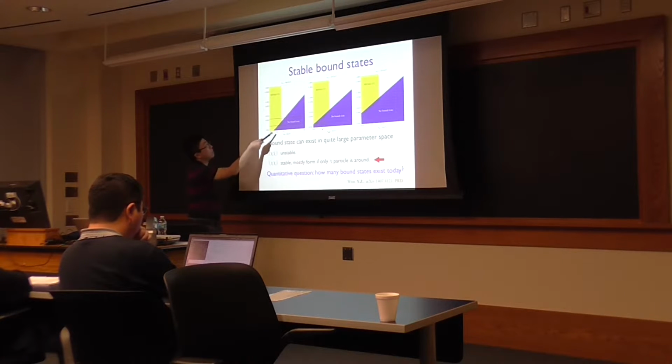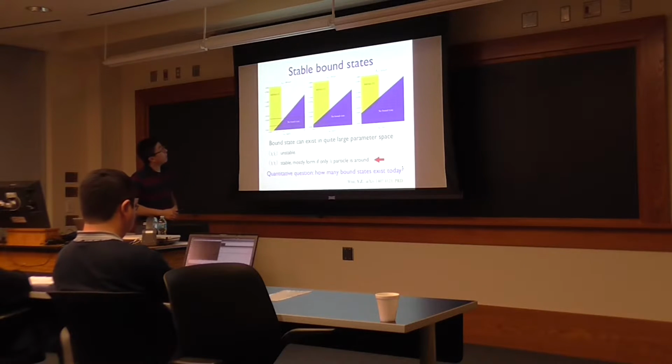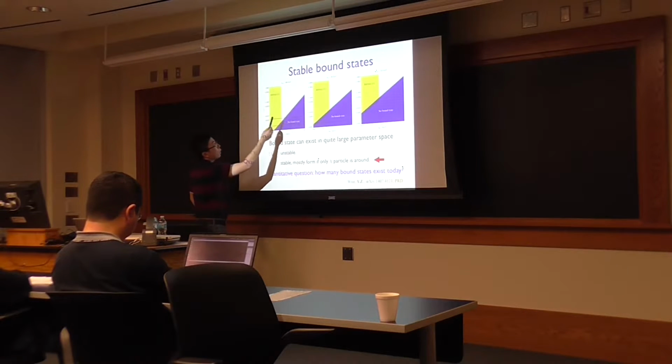So we can look at, for example, the first one. Here, the horizontal axis is the phi, the mediator mass, and the vertical axis is the chi mass, the coupling, the alpha chi. And so, as I said, there is a lower bound on the phi mass, which is the 2 muon threshold. So this region is not allowed. And in this blue region, there is no bound state. And in this white region, the bound state can exist.